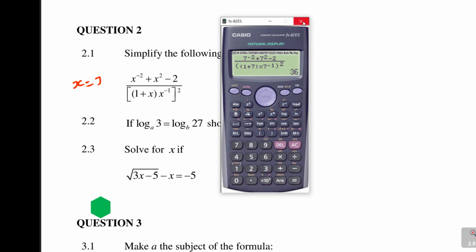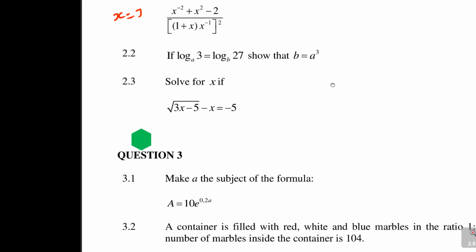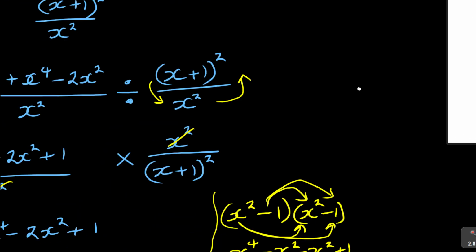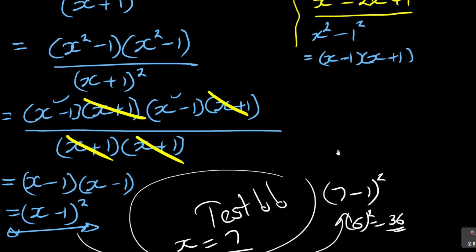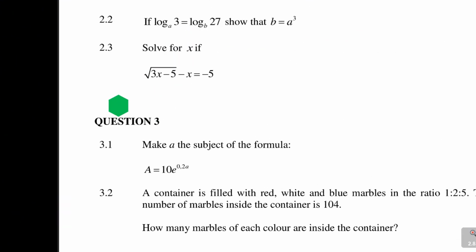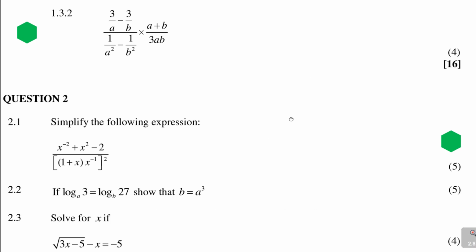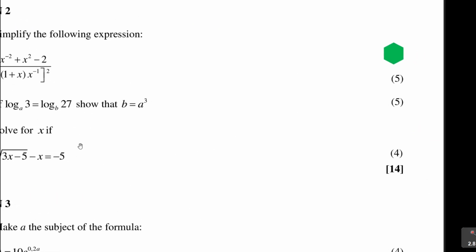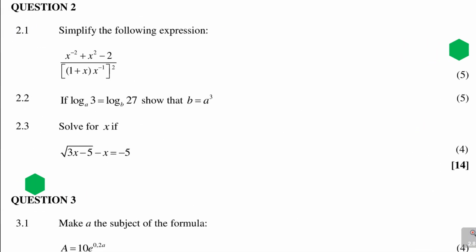We got 36 also. Guys, do you see that I've been testing my answers? Almost each and every answer I keep testing it. Why? Because I want to be sure that my answers are coming out the way I'm expecting them. So always test. There's the next one, guys. 2.2.2.